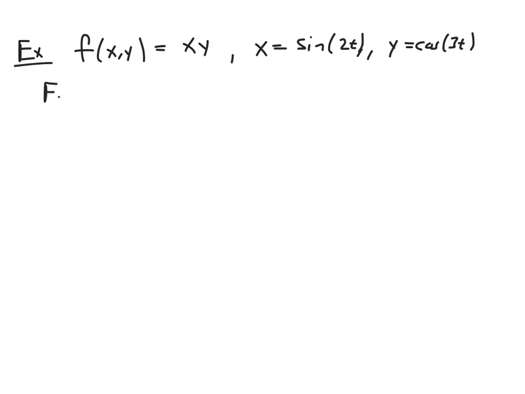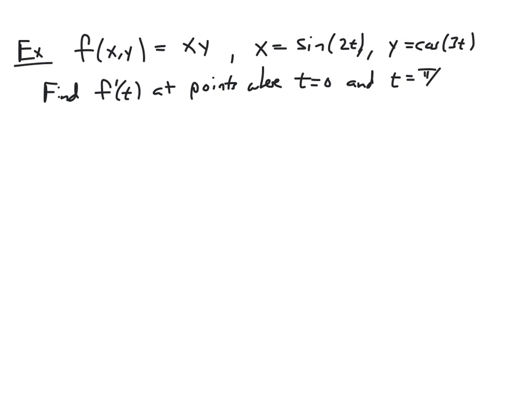And so what we want to do in this case is find the value of f prime of t at the points where t equals 0 and t equals pi over 6. Now again, you could take x and y, put them into this function f and form a function of one variable and differentiate. You're going to have to use the product rule and chain rules there. But the chain rule of multivariable calculus really helps us do this in a little bit of a simpler way.